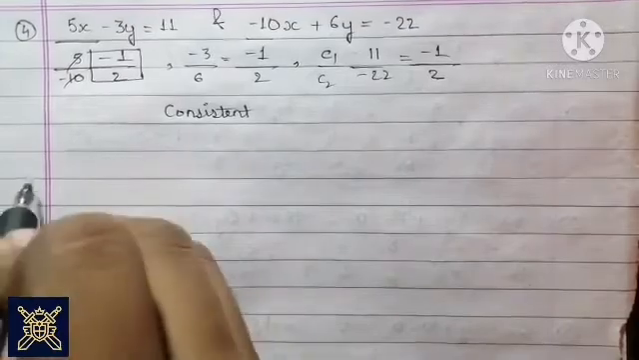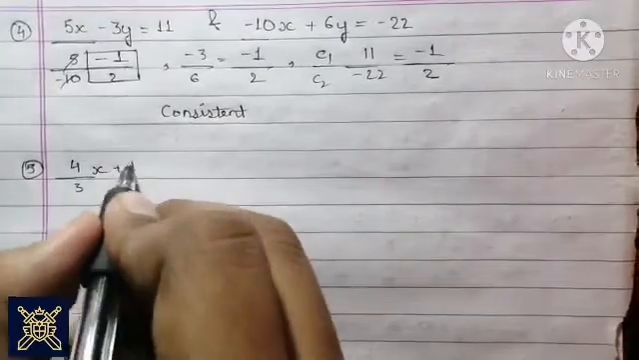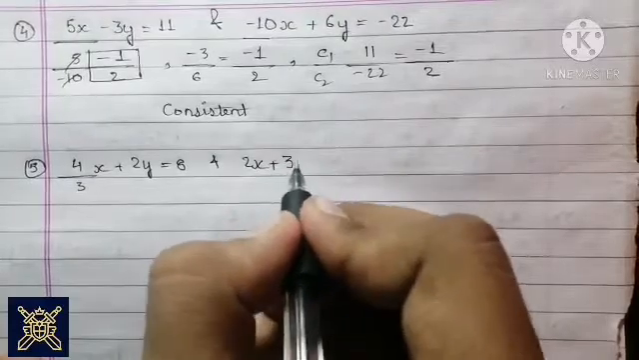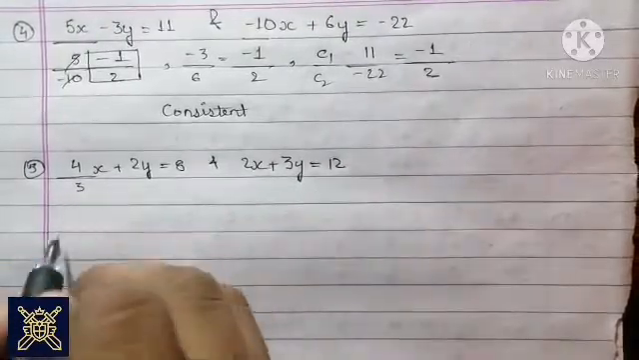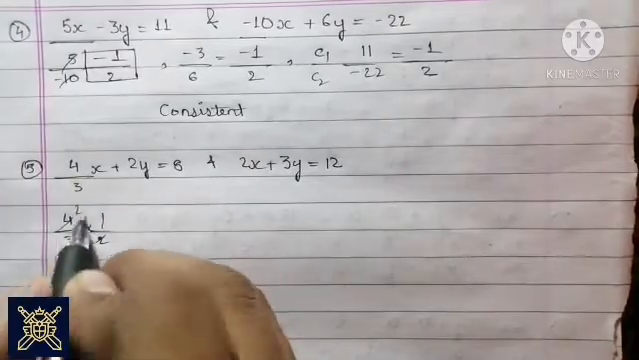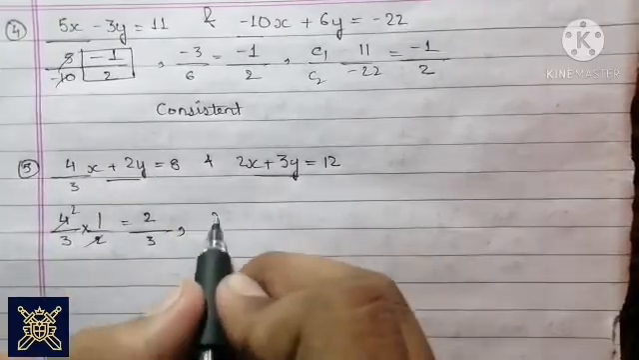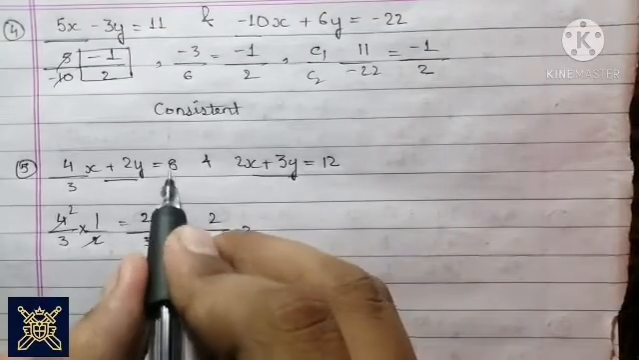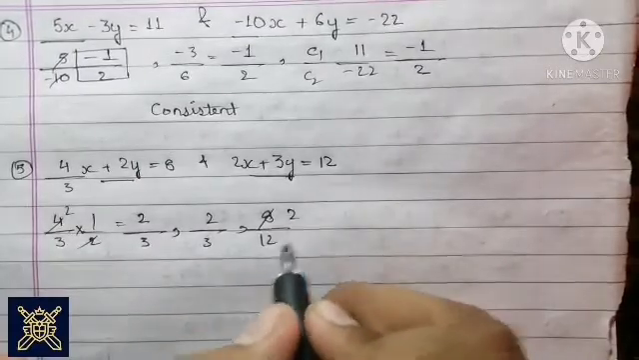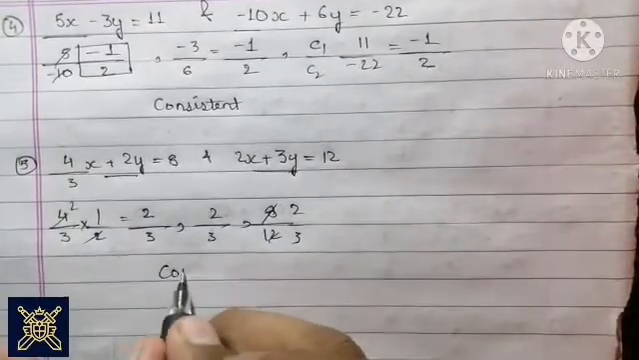Now let's move on to the last part. In the last part, we have 4 by 3 x plus 2y is equal to 8 and 2x plus 3y is equal to 12. Again we'll be finding the ratios. So a1 by a2 is 4 by 3 into 1 by 2, so this is 2 by 3. b1 by b2 is 2 by 3, given directly. And c1 by c2 is 8 by 12. When you cancel out, 4 twos are 8, 4 threes are 12. All are equal to 2 by 3, 2 by 3 and 2 by 3. These lines are also consistent.